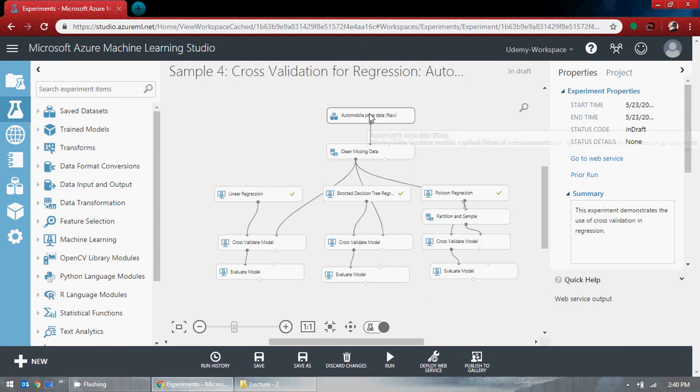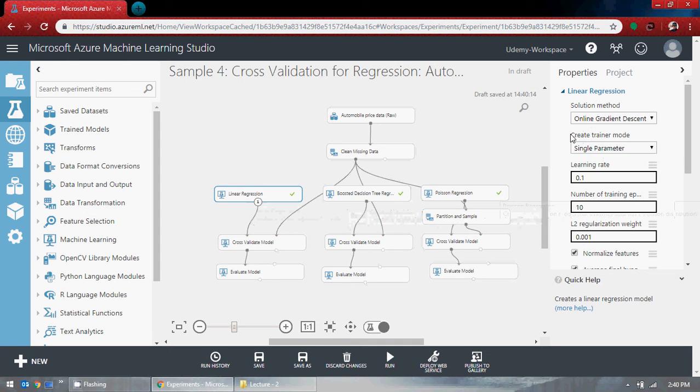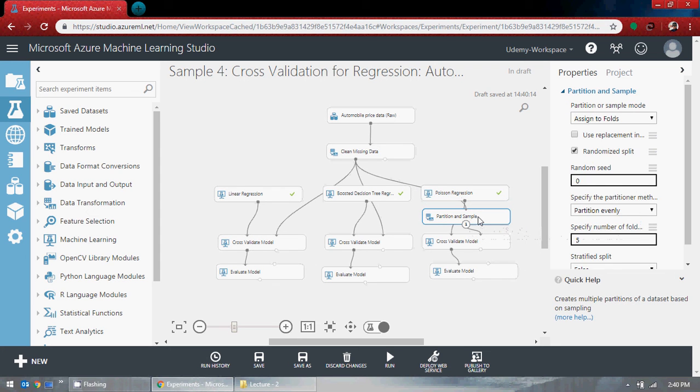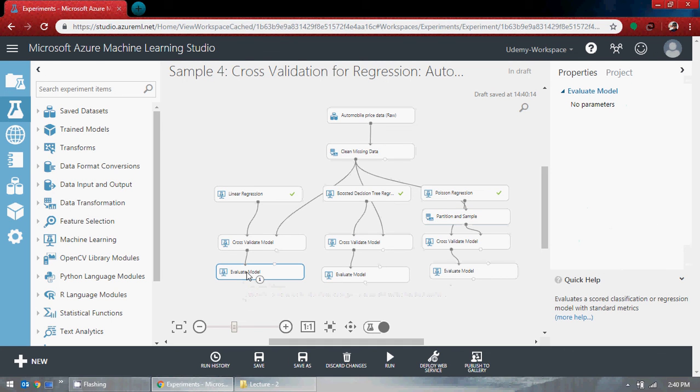Okay, so what happened was we used this automobile data, and of course cleaning of data is always required. We clean the data and use 3 different algorithms: linear regression, boosted decision tree, with a different learning rate and different method, and Poisson regression, and cross validate the 3 different models. They use partition and sample. You can use the splitting also, but here they use partition and sample. Very interesting. And what I added here is to evaluate the model to see the graph and those numbers.